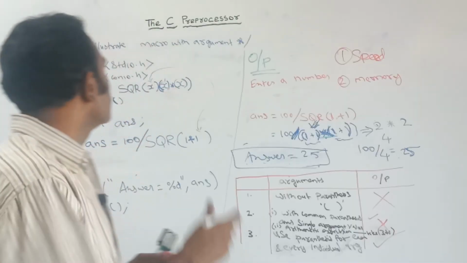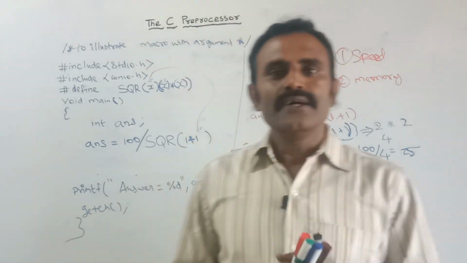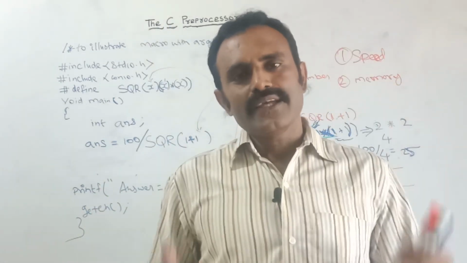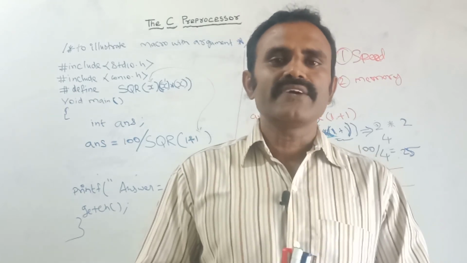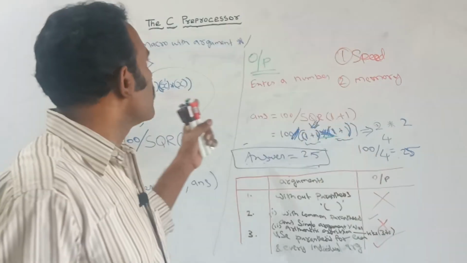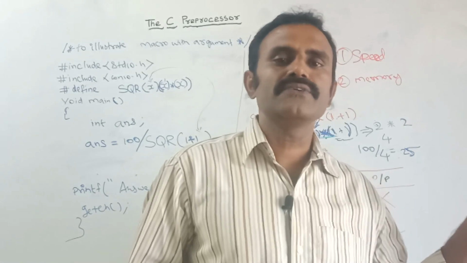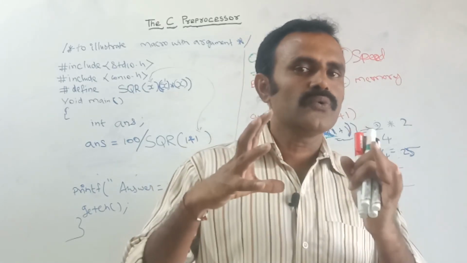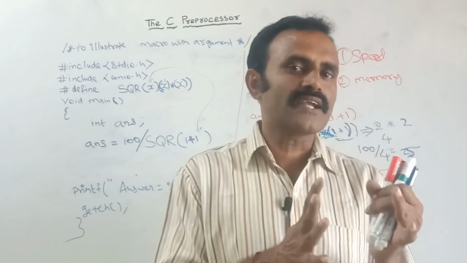So here in macro it is not like that. If you are calling it 10 times, the code will be expanded that many times. So memory wise, if you see, this preprocessor will occupy large memory when you compare it to the function. So these are the two main differences between the function and the macro.